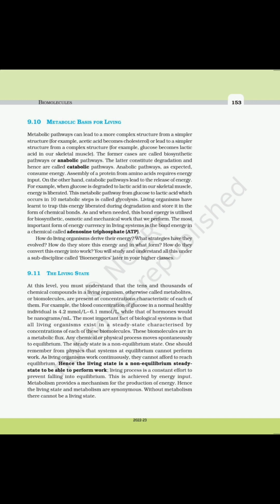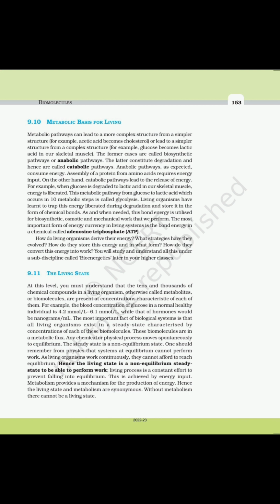9.10 Metabolic basis for living. Metabolic pathways can lead to a more complex structure from a simpler structure, for example, acetic acid becomes cholesterol, or lead to a simpler structure from a complex structure, for example, glucose becomes lactic acid in our skeletal muscle. The former cases are called biosynthetic pathways or anabolic pathways. The latter constitute degradation and hence are called catabolic pathways.